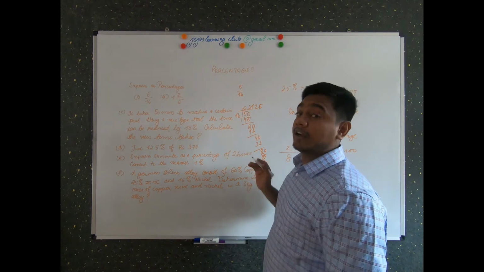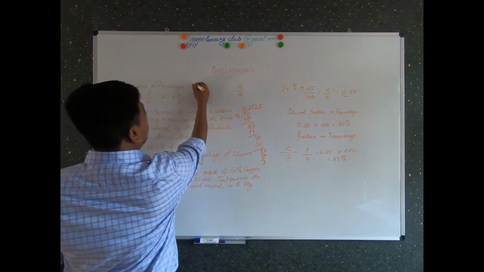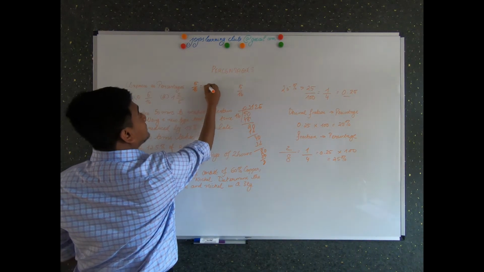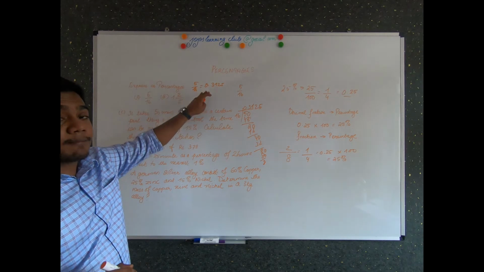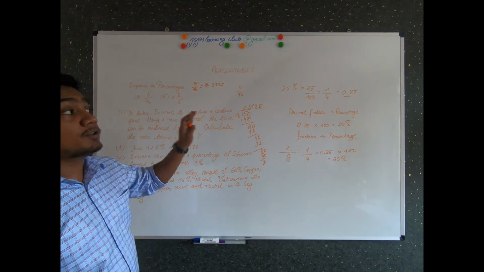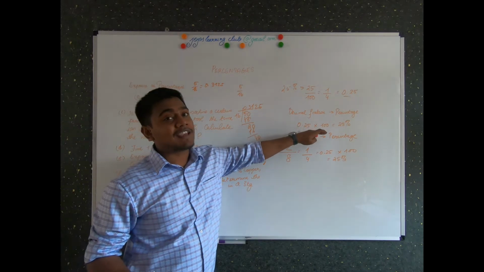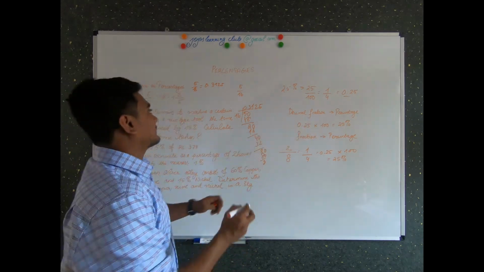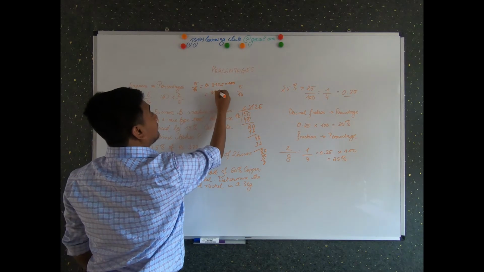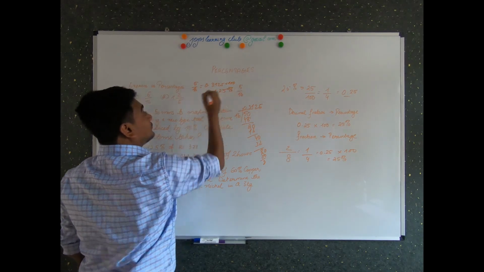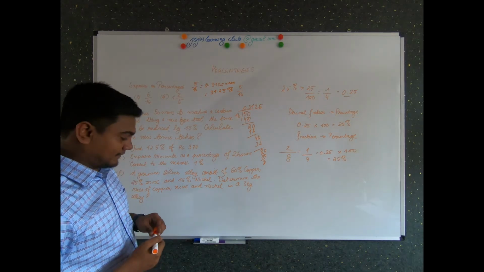It's a terminating decimal. So 5 by 16, you can represent it as 0.3125. When you have a decimal fraction, to convert it into a percentage, you just have to multiply by 100%. So when you multiply this by 100%, you get 31.25%. So this is your final answer.